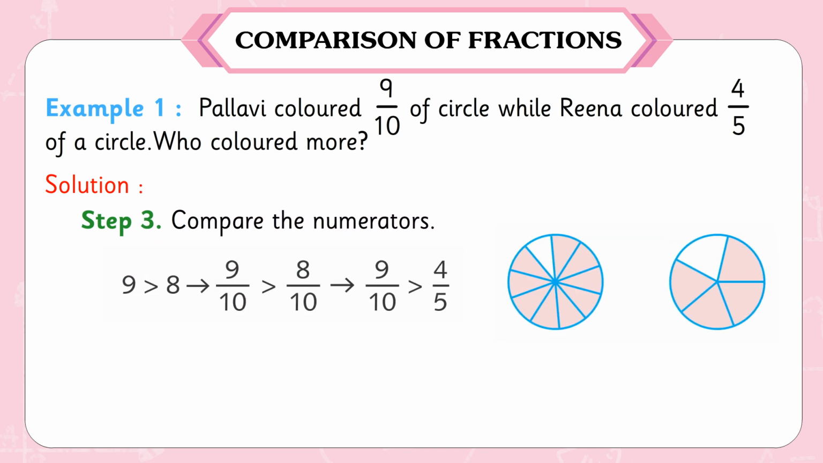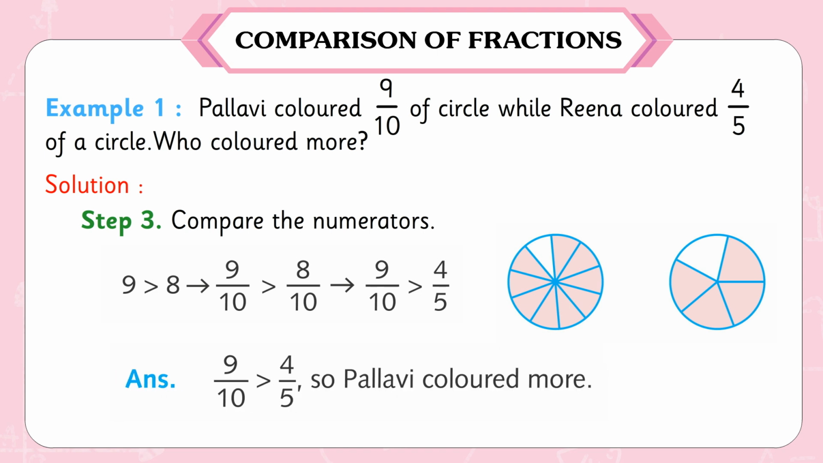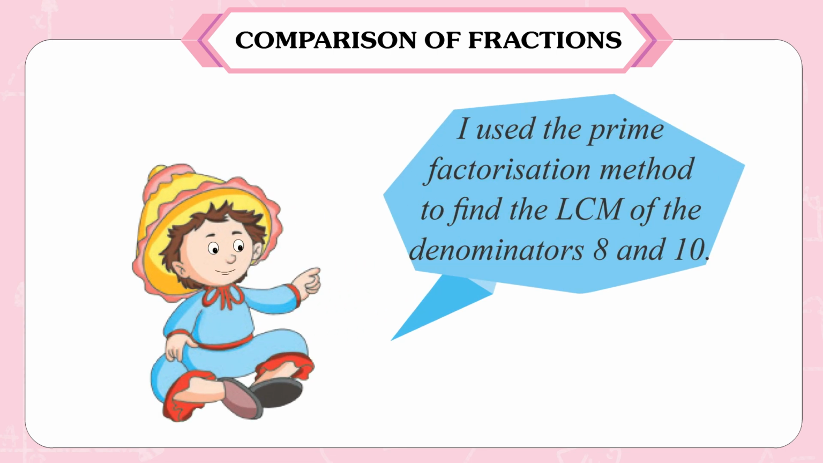Step 3. Compare the numerators. 9 is greater than 8. 9 by 10 is greater than 8 by 10. 9 by 10 is greater than 4 by 5. Answer. 9 by 10 is greater than 4 by 5. So, Pallavi colored more. I used the prime factorization method to find the LCM of the denominators 8 and 10.